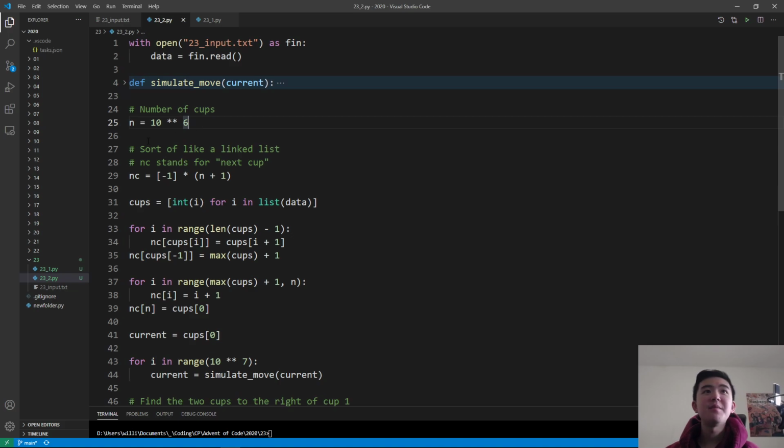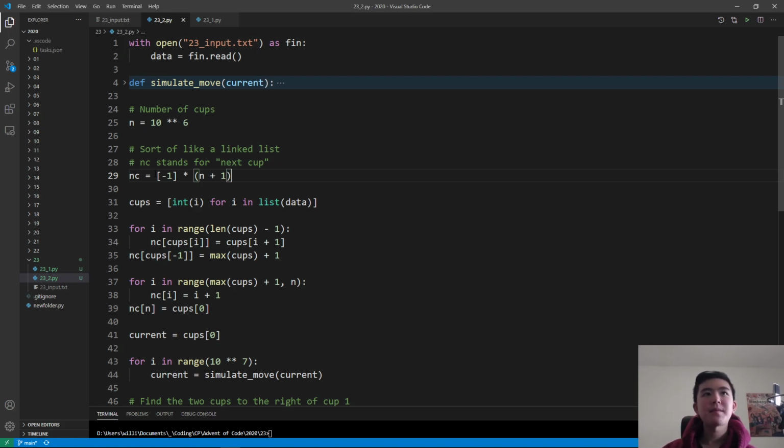Now we have the easy part, which is just initializing the list. First, we declare an n, which is 10 to the 6, just to make it a little bit more generalized. 10 to the 6 is the number of cups we have. That's going to be n. Then we have our next cup big array, and this array just needs to be able to store keys, which are labels of cups, and their next cup, which is the value.